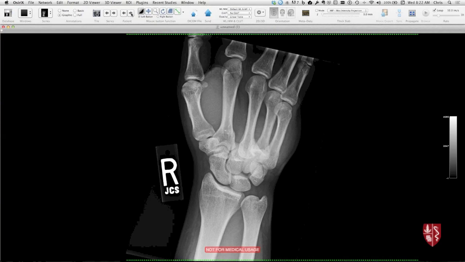In that last case, could you just talk about the mechanism of injury? Because it just seems odd that it would be displaced.